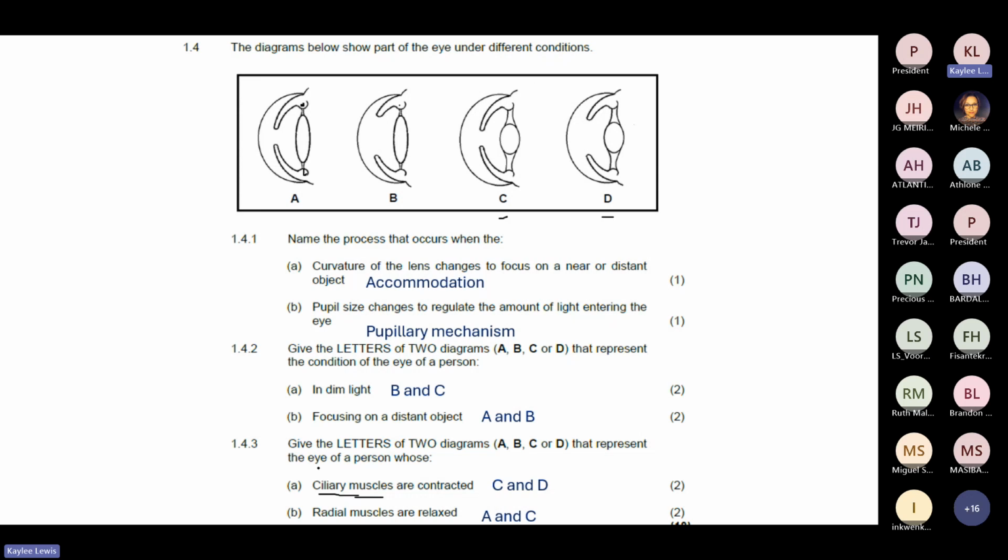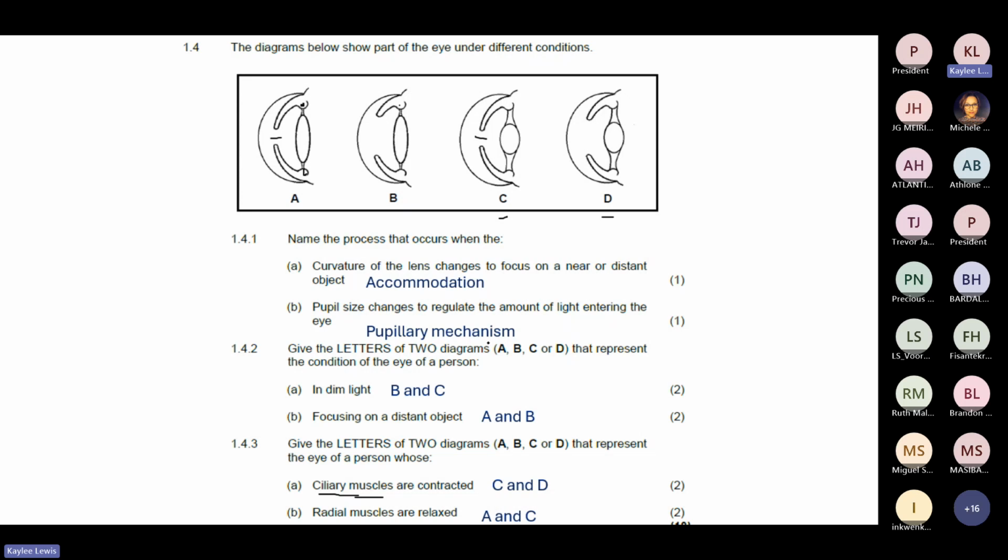And then where the radial muscles are relaxed, so this would be when the pupil is going to be constricted because your circular muscles are going to be contracted. And where's the pupil constricted? Well, it's the smallest by A and C.